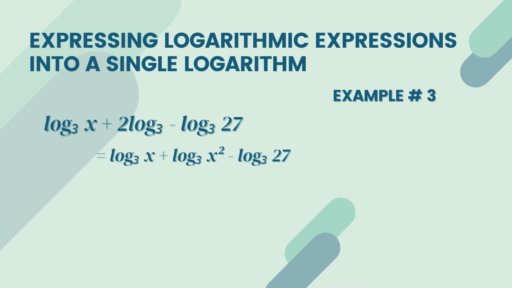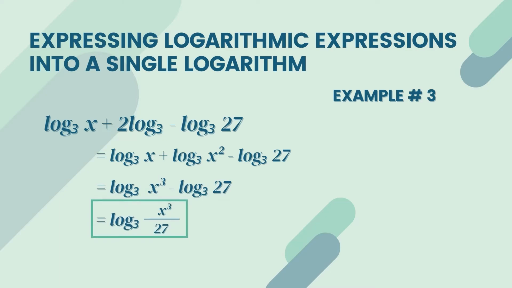So that will be log base 3 of x times x squared minus log base 3 of 27. And if you remember the rules of exponents, x times x squared equals x cubed. So we can have log base 3 of x cubed minus log base 3 of 27. Now we can see the subtraction or division. So we can finally use the division property, which would be log base 3 of x cubed over 27.